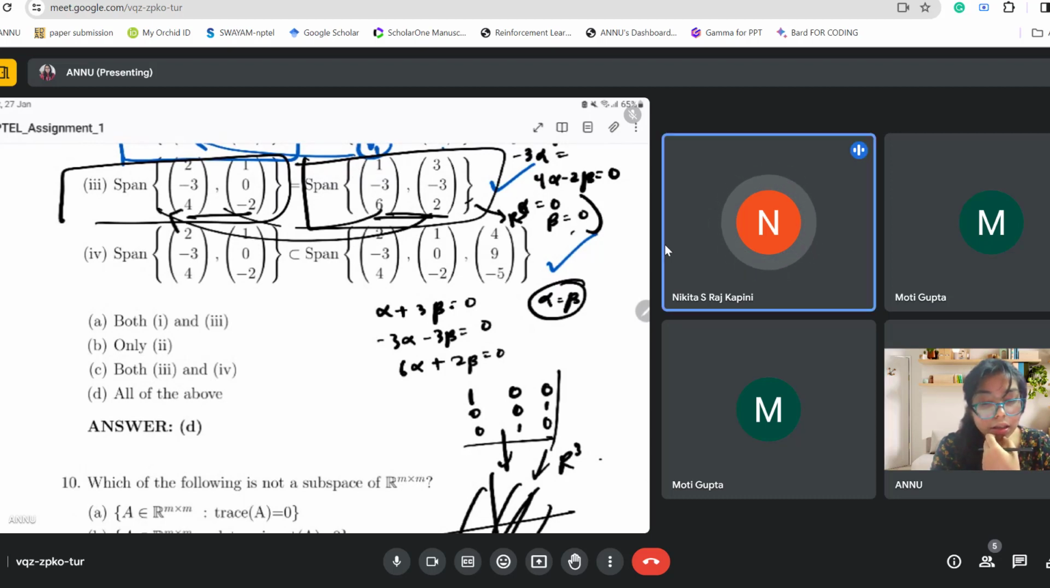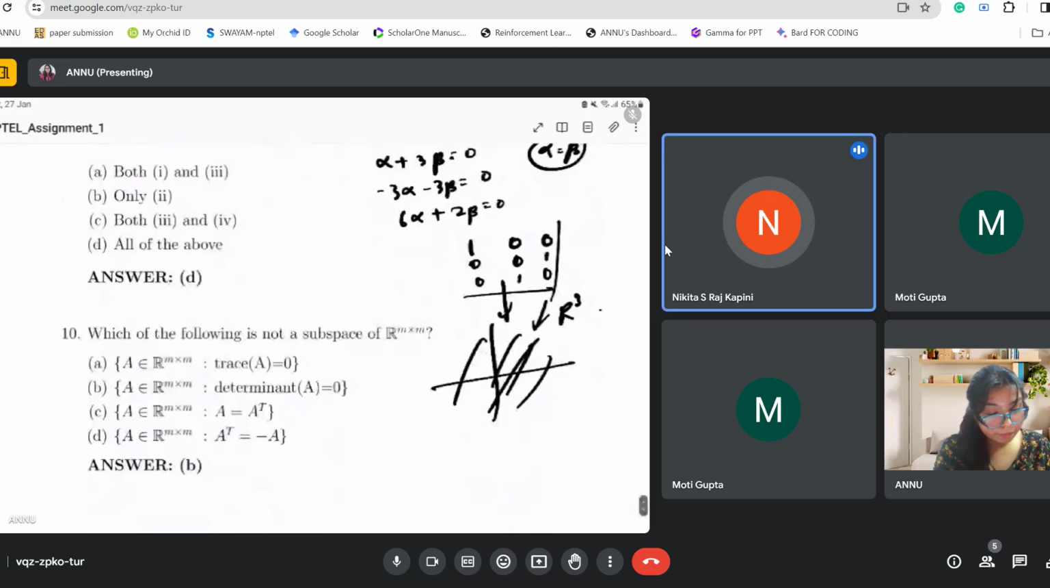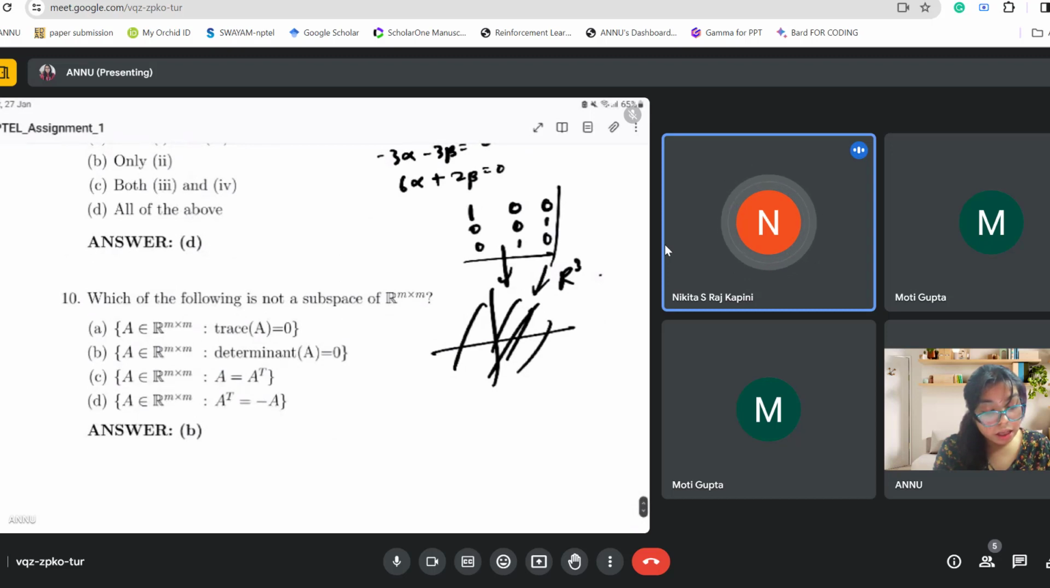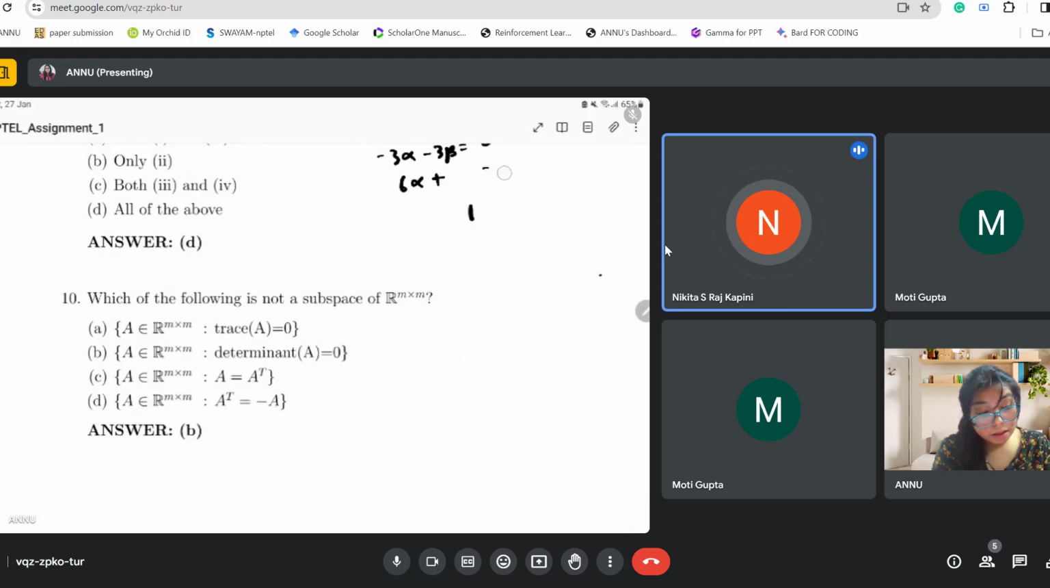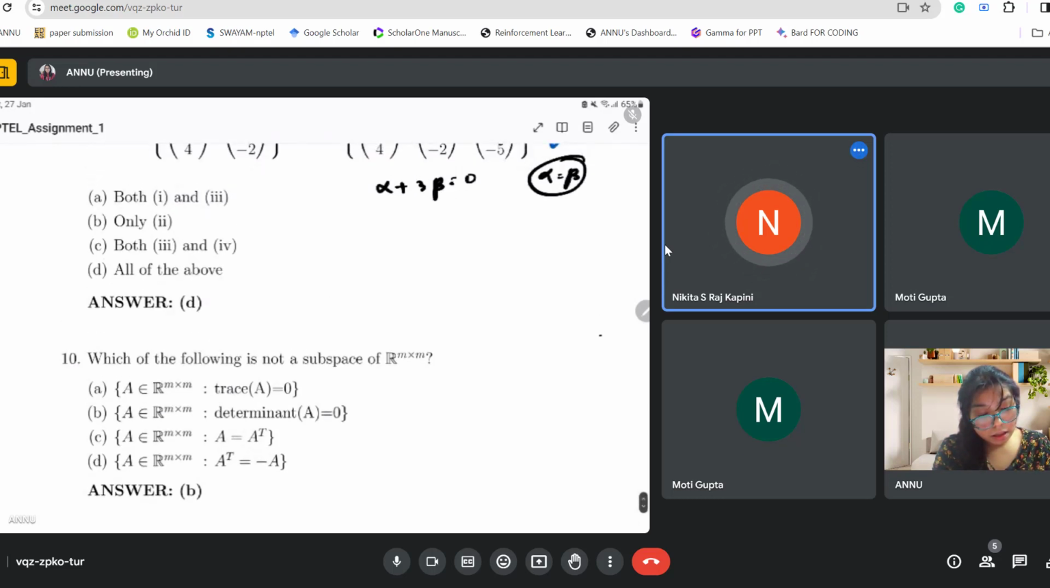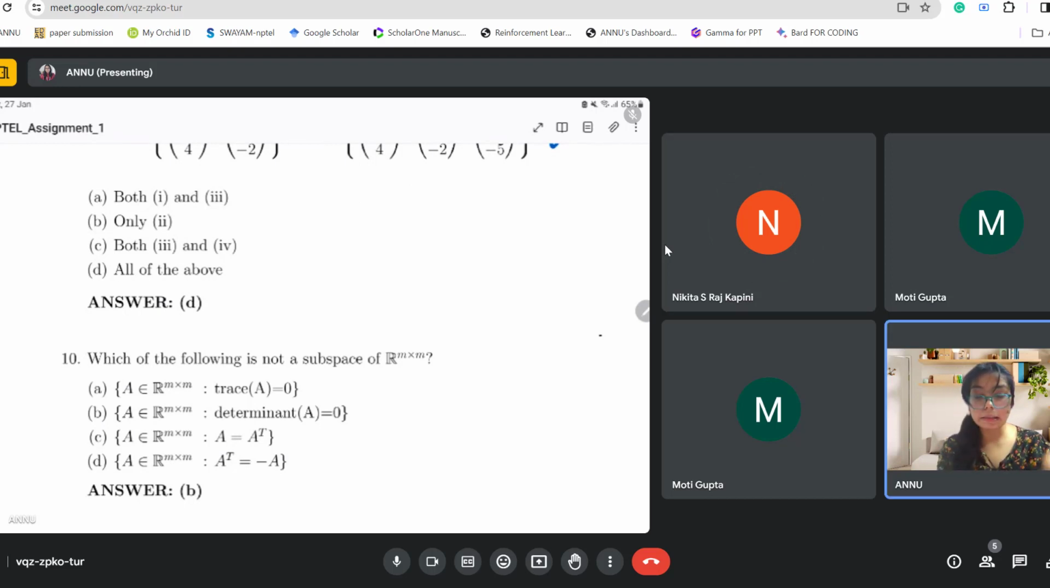Ma'am, if you don't mind, can you give an example, maybe in the next class, where the size of the spans is the same but the spans are not equal? Okay, I will explore this in the next class. Okay, I will tell, we will see this example.